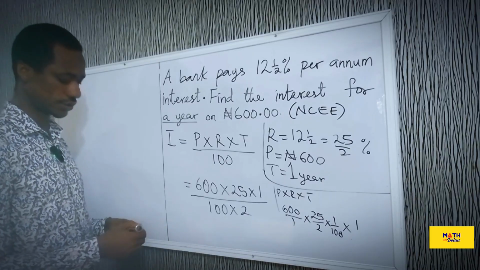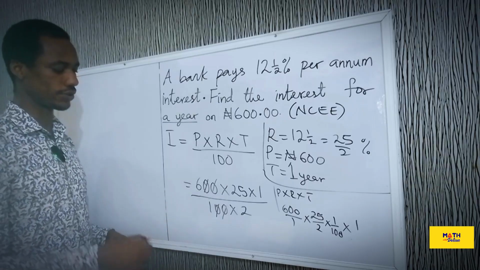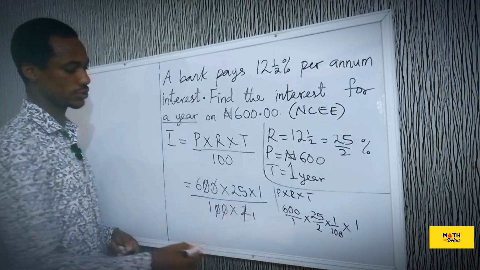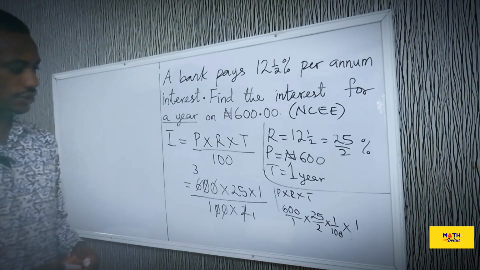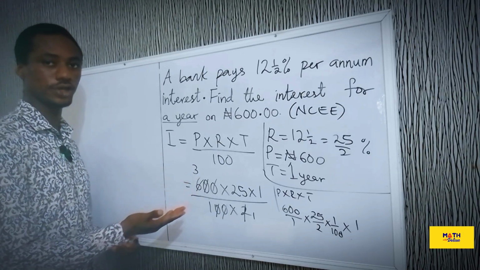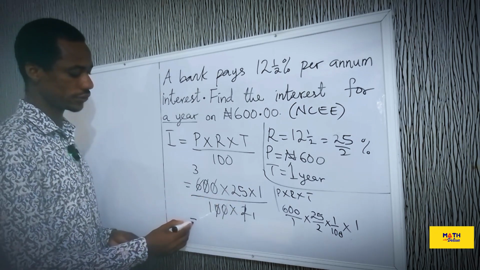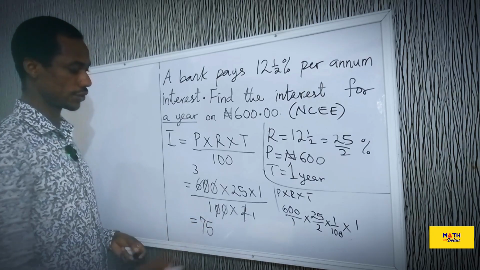Easy peasy, right? So then we go 0 cancel 0, 0 cancel 0. And then I can see that 2 can go into 6. So 2 goes here 1, 2 in 6 is 3. So we're done canceling. What do we have left? We have 3 times 25. 3 times 25 is 75, right? So that is 75.